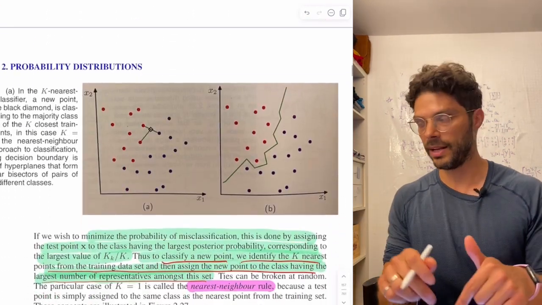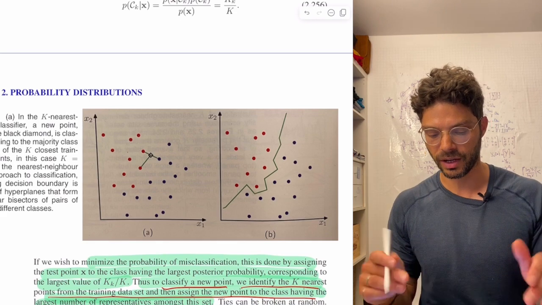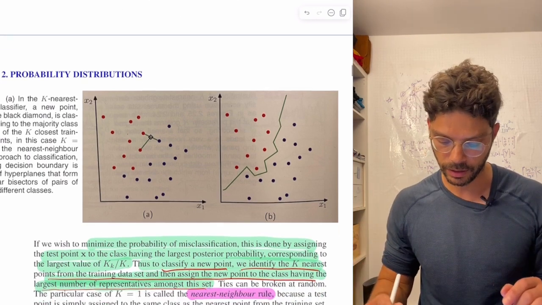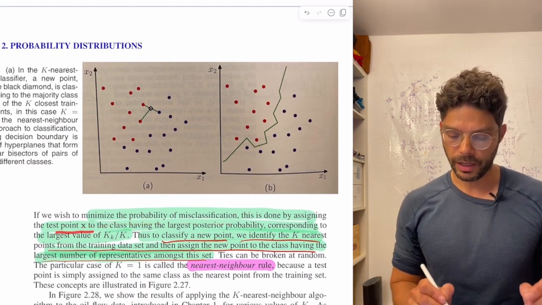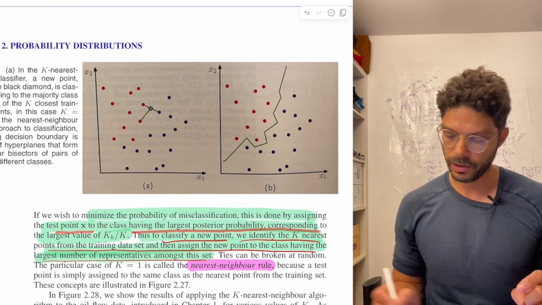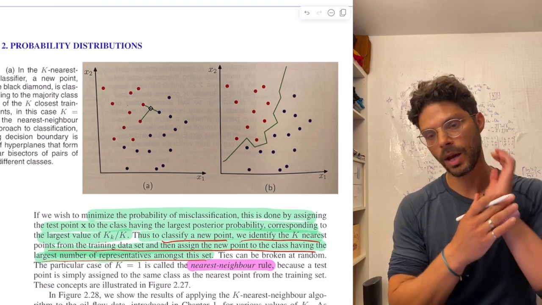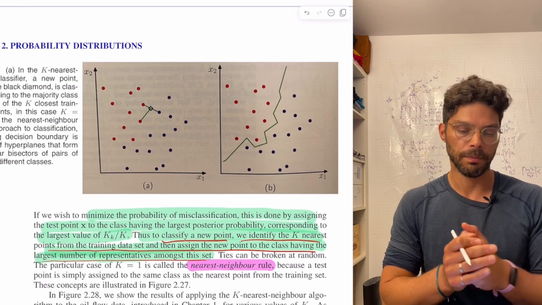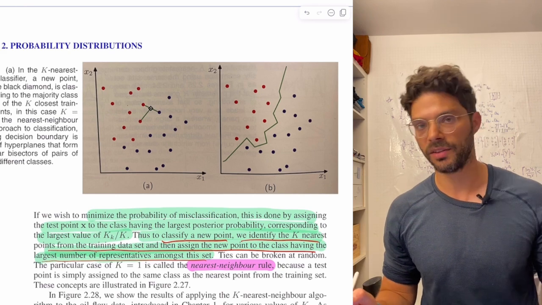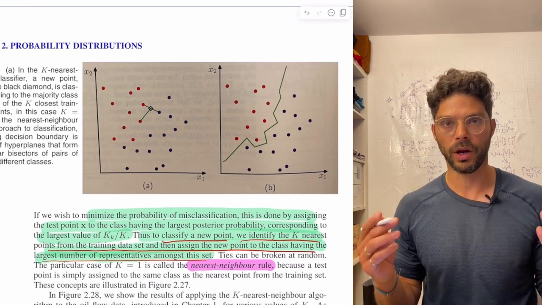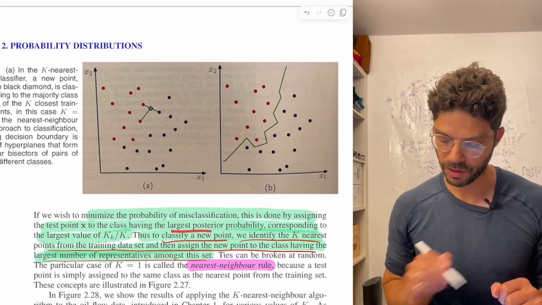And again, in the PDF this figure is kind of incomplete, so that's why I've taken a picture from the book and pasted it here. Okay, so if we wish to minimize the probability of misclassification, this is done by assigning the test point x to the class having the largest posterior probability, corresponding to the largest value of K_k divided by K. Remember, if you go back to chapter 1, when we were looking at Bayesian decision theory, in a situation where all incorrect decisions were equally bad, the thing you want to do is just assign to the class with the largest posterior probability. So that's what we've got.